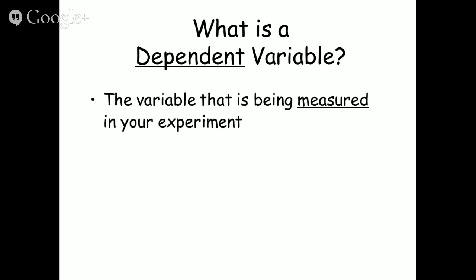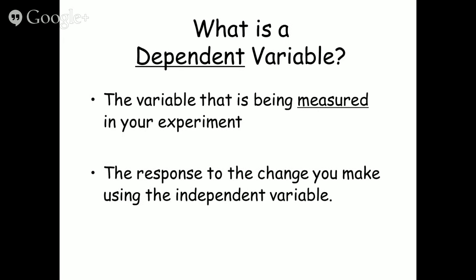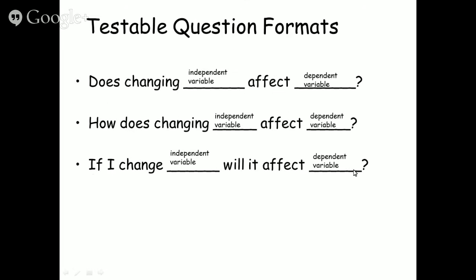What is the dependent variable? The variable that is being measured in your experiment. The response to the change you make using the independent variable. So in the example before, the dependent variable would be how high the plant grows based on the soil that's in its pot. Every day you'd go out and you'd measure the plant. That's the dependent variable, and you'll see how tall it got. And you compare the plant in sand versus the plant in clay versus the plant in rich soil versus, maybe, a mixture of the two or three.